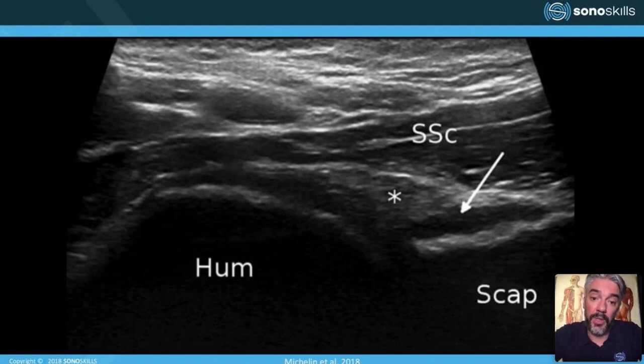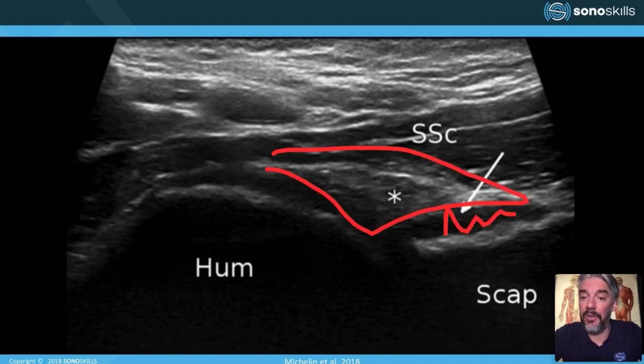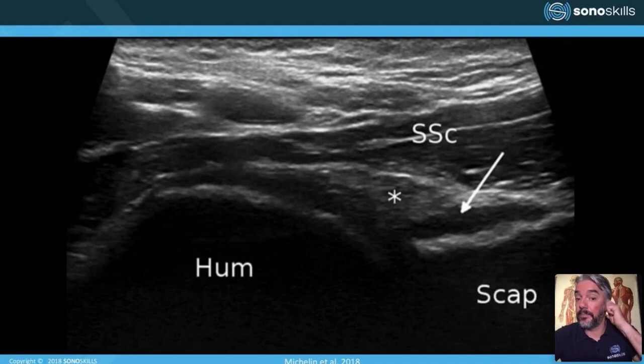And here we can see this detachment of the inferior labrum from the glenoid cavity.